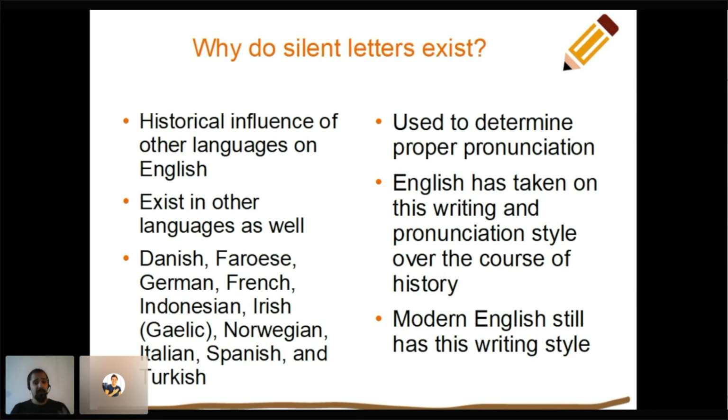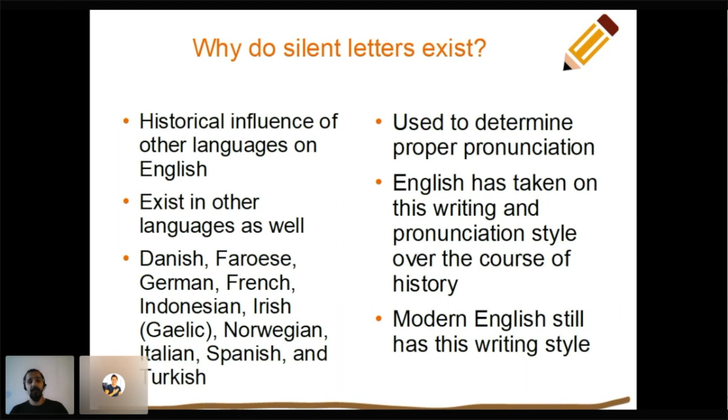Other languages that are spoken today have silent letters, such as Danish, Faroese, German, French, Indonesian, Irish Gaelic, Norwegian, Italian, Spanish, and Turkish. And other languages that don't use the Latin alphabet, such as Chinese and Japanese, also use silent letters. All of these languages that you see here, Danish, German, Faroese, have been an influence on the English language. In these specific languages, silent letters are used to determine the proper way to pronounce a word.